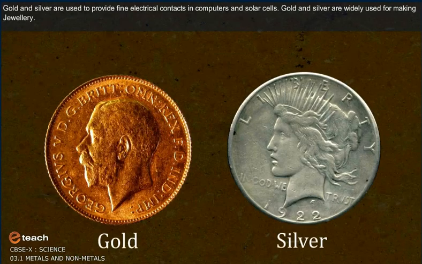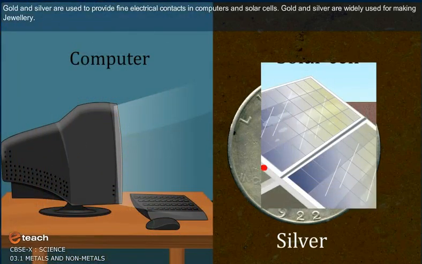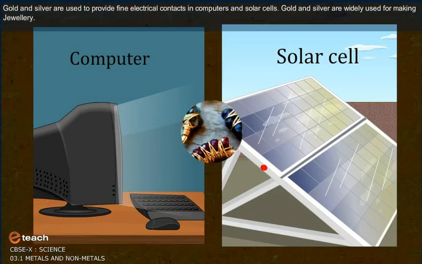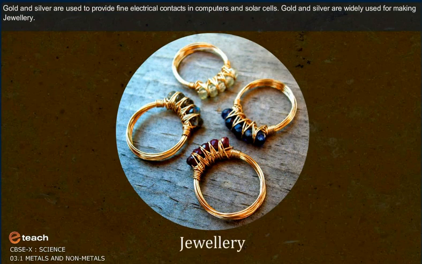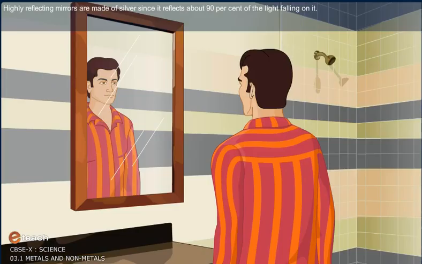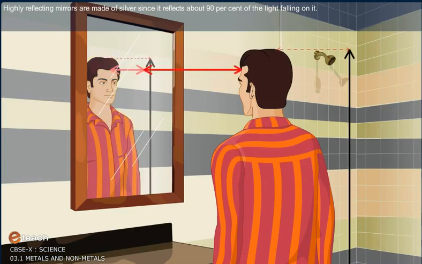Gold and silver are used to provide fine electrical contacts in computers and solar cells. Gold and silver are widely used for making jewelry. Highly reflecting mirrors are made of silver since it reflects about 90% of light falling on it. Non-metals, on the other hand, have a dull appearance and generally are not good reflectors of light.